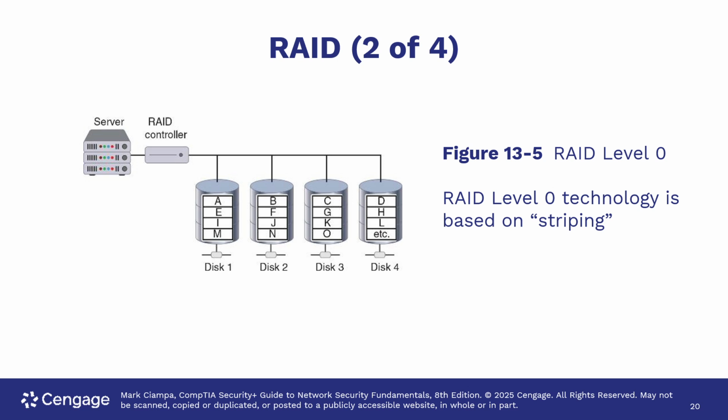So here's an example where you have a RAID controller and you have disk 1, disk 2, disk 3, disk 4. This is RAID level 0, a technology based on what's called striping. So the data is spread across these 4 drives: A, B, C, D, E, F, G, H, I, J, K, L, M, N, O, and so on.